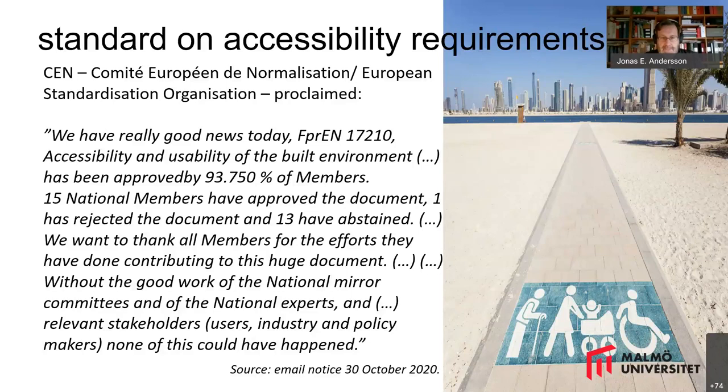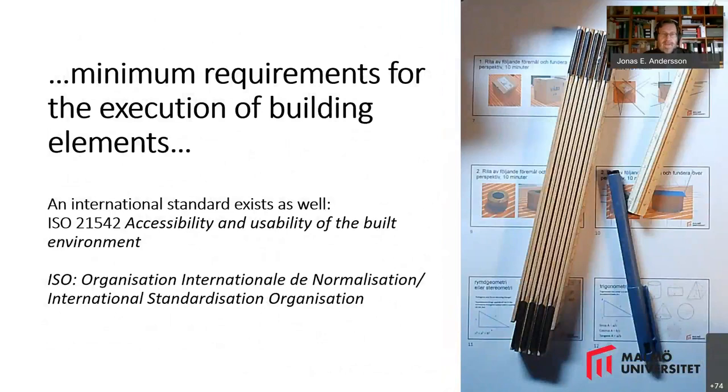And the European Union is preparing a new legal act on accessibility that will apply to all member states. And in consequence that we have different legislations around Europe and all the countries have different levels of accessibility already, there was a need to start working together and conclude a document with minimum requirements for accessibility in the built environment. So this standard, called FprEN, an abbreviation emphasizing that the standard is still preliminary, defines a set of minimum requirements for how to execute different building elements in the architectural design and conception.